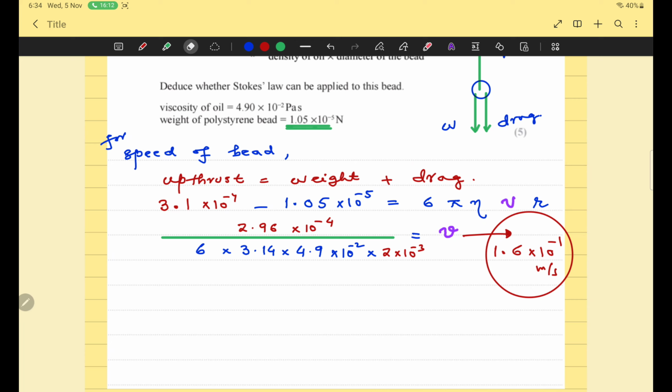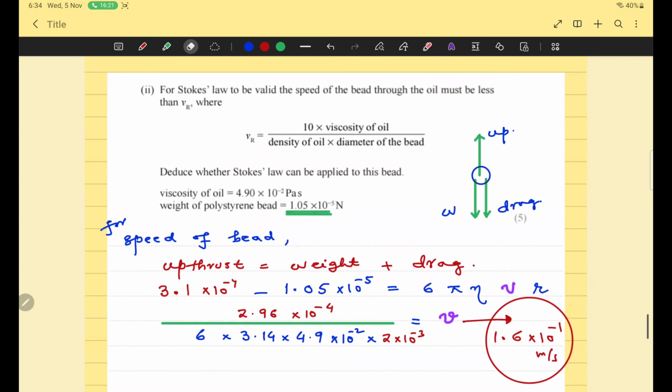But Stokes law will be valid only if this value is less than VR. So now we are going to calculate VR. VR is 10 times viscosity of oil. It is given, 4.9 × 10^-2. This is viscosity of oil.